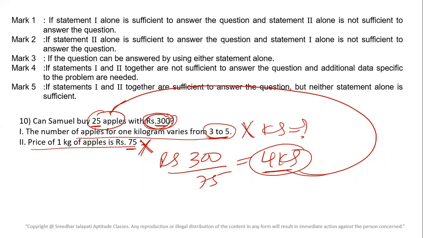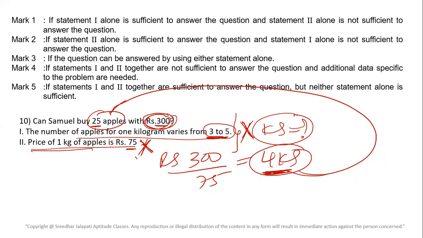1 alone is not sufficient, 2 alone is not sufficient. Because in 1 alone, we do not know how many kgs he can get. In 2 alone, we know how many kgs he can get, but per kg how many apples, we do not know. So when you don't get it individually, what is the next step? Combine. So on combining, from the second statement 4 kgs, and from the first statement per kg 3 to 5.